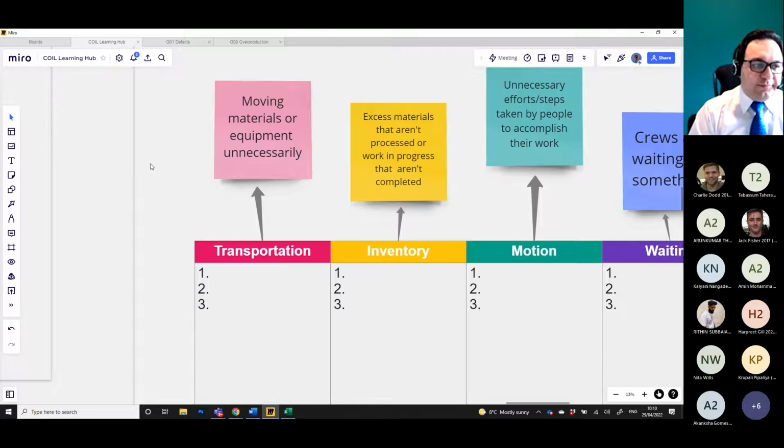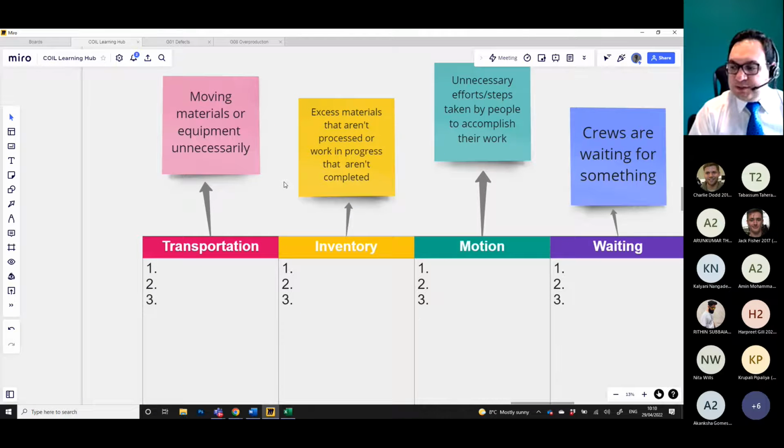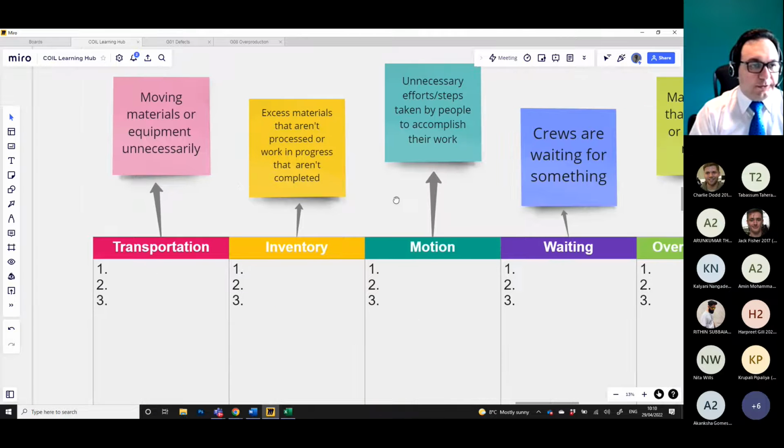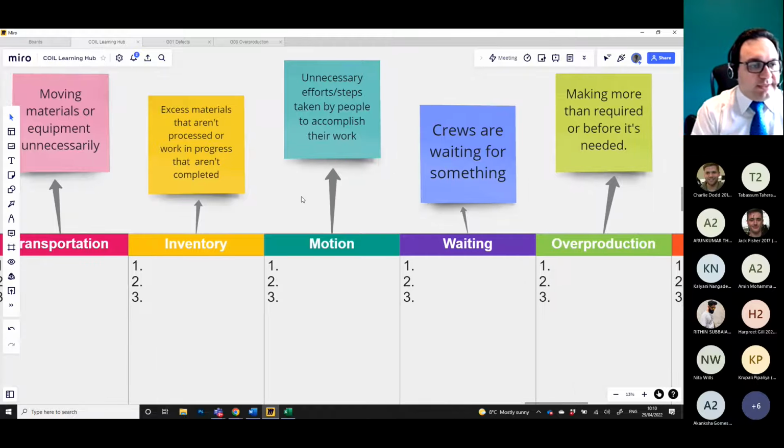So the next, any question about transportation? Good. Next waste is inventory. As you know, in Toyota, we have the just-in-time principle. Just-in-time means that we bring components, spare parts, whatever we need for today's production. And then when we finish the product, the product should leave on the same day.